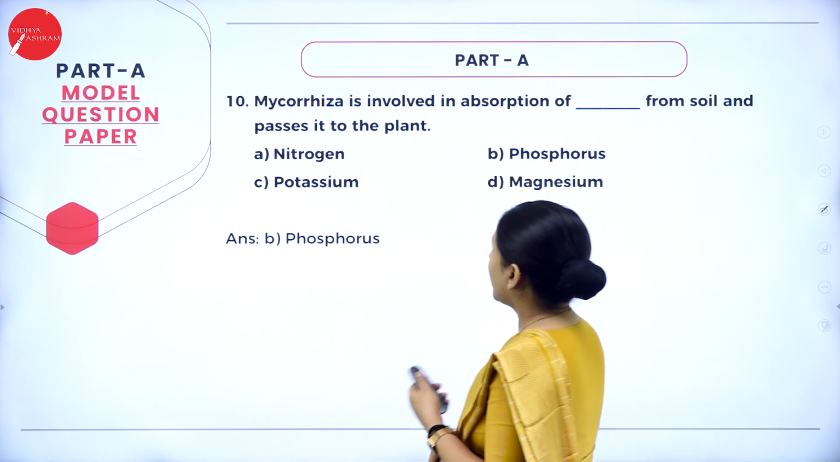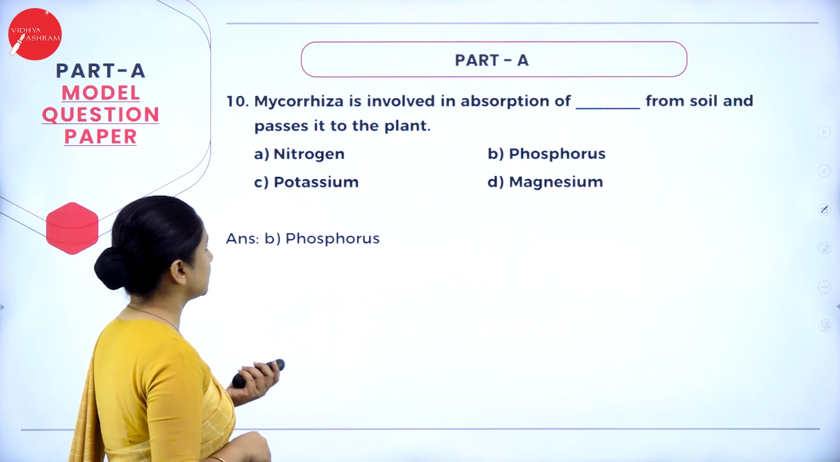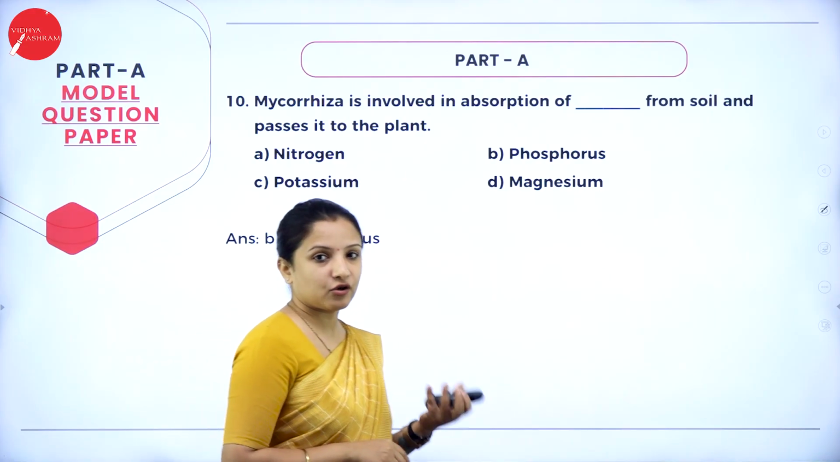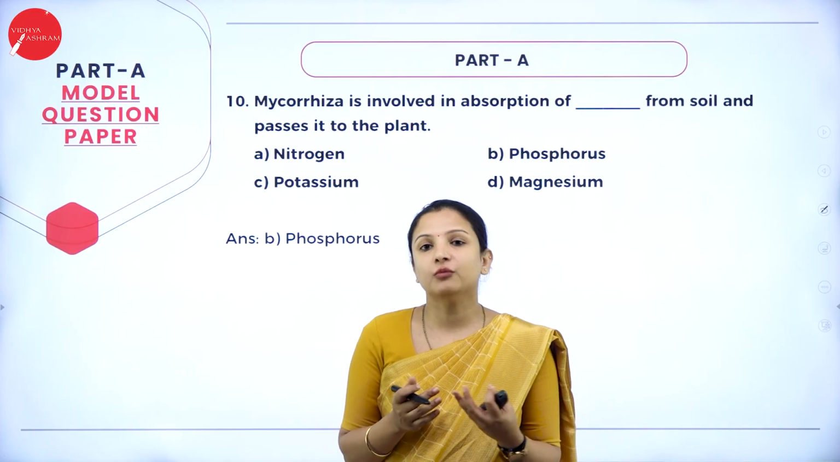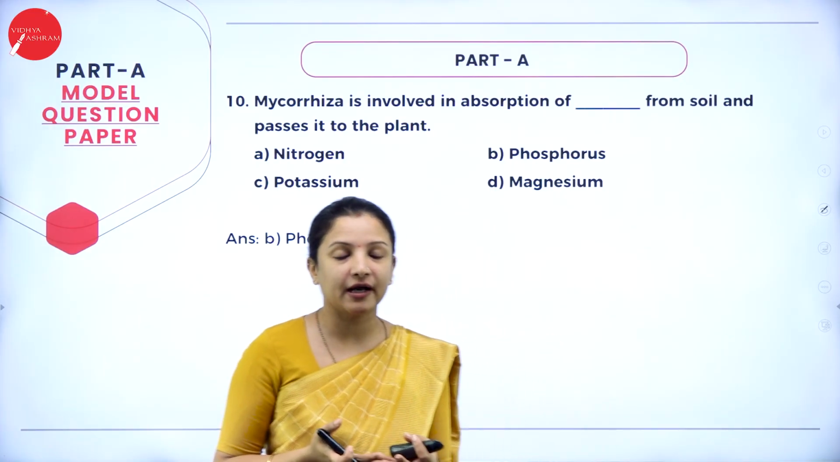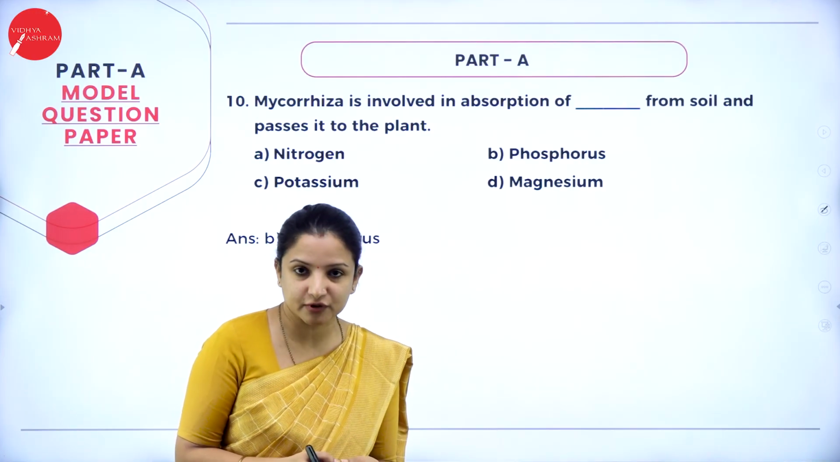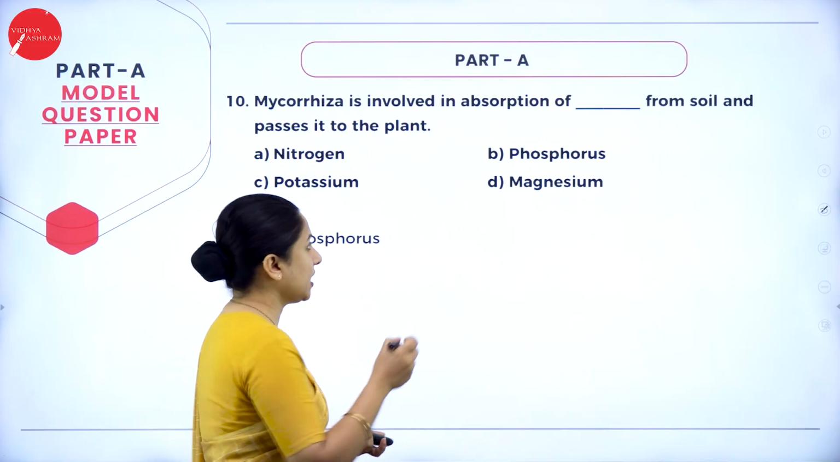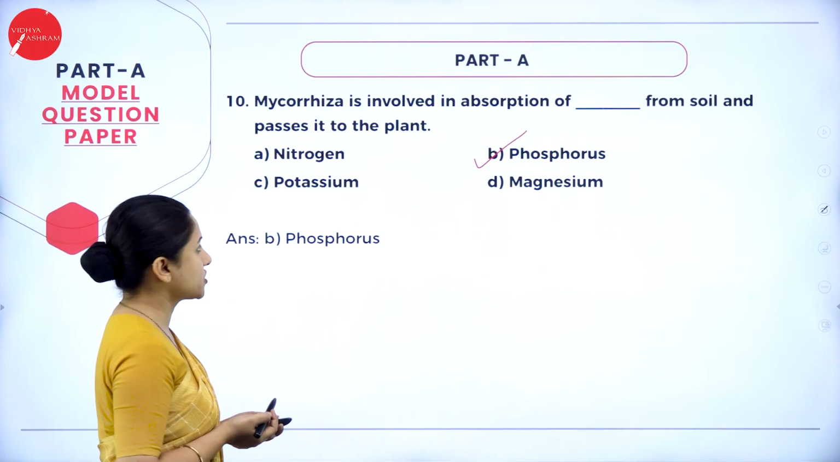Next question. Mycorrhiza is involved in absorption of dash from the soil and passes it to the plant. So mycorrhiza, they are a network of fungal hyphae which forms an association with a few of the plants, especially the pines and all that, and they help the plants to absorb nutrients or minerals from the soil at a faster rate. Especially it is phosphorus. So the right answer here is phosphorus, option B.